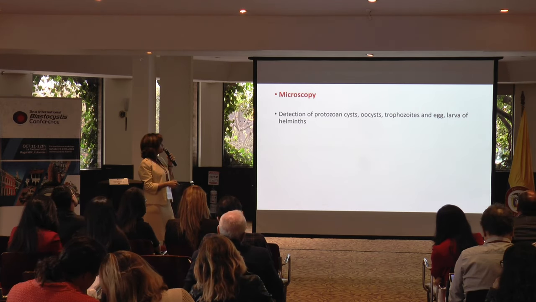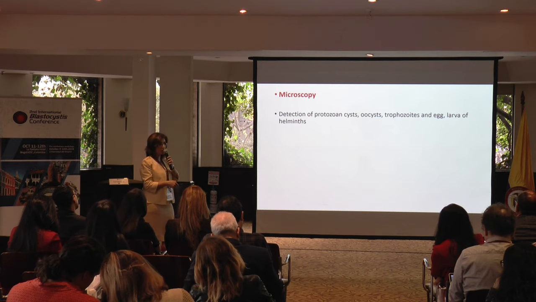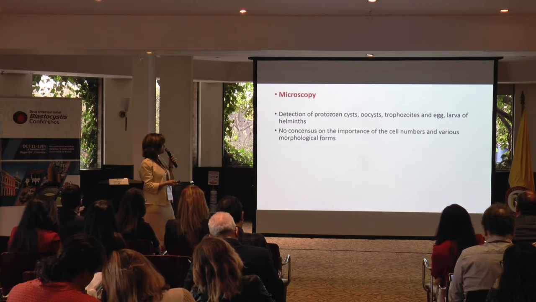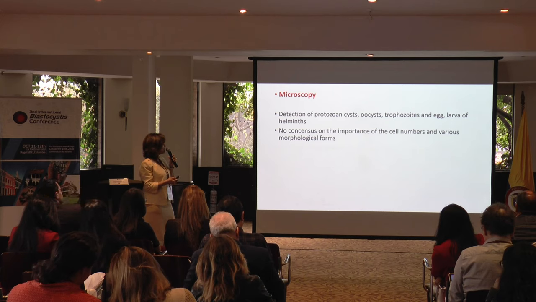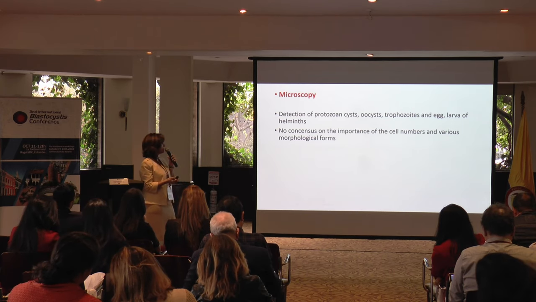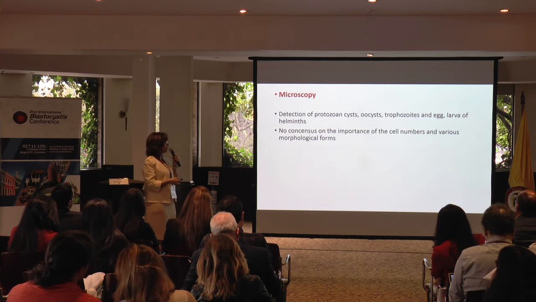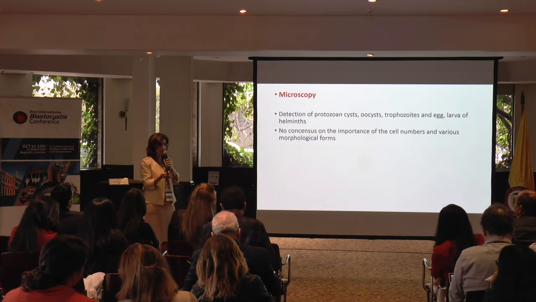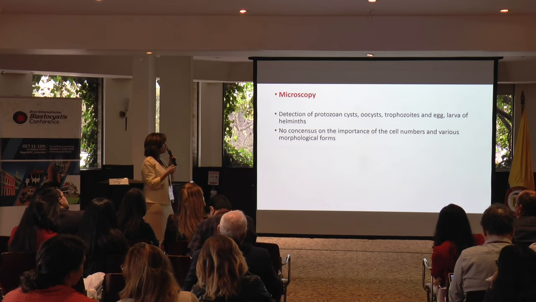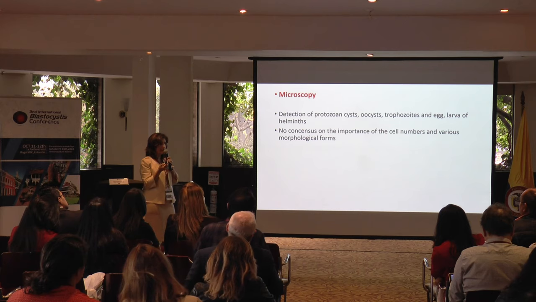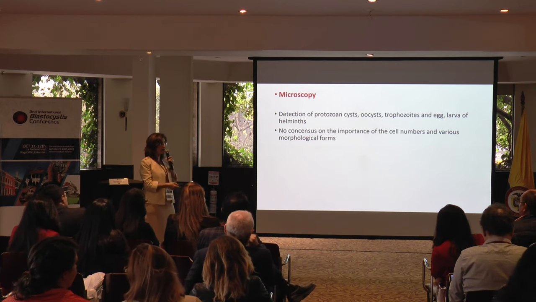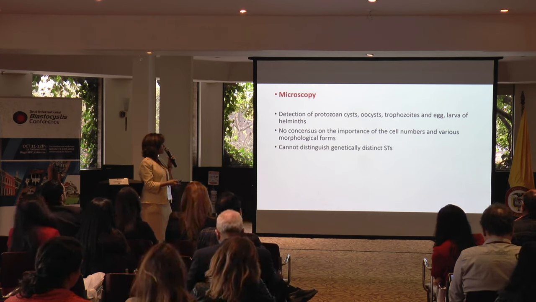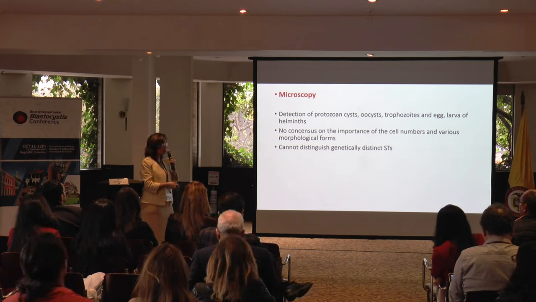We say that microscopy should be done to detect or identify parasite structures. But we know there is no consensus on the importance of cell numbers and various morphological forms, because especially in the past, some laboratories reported dependent numbers and some reported independent numbers. So there was a real difference between laboratories, even the same laboratories. And microscopy cannot distinguish genetically distinct subtypes.